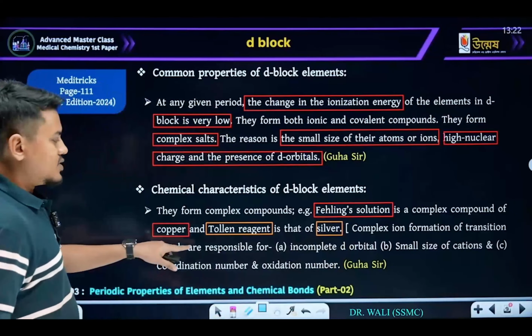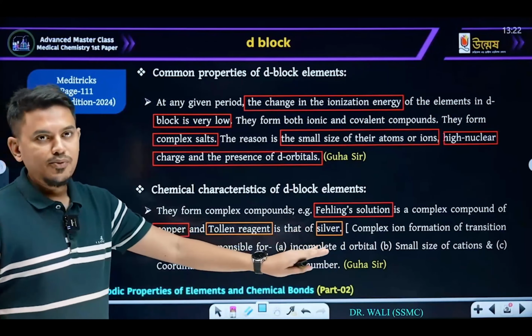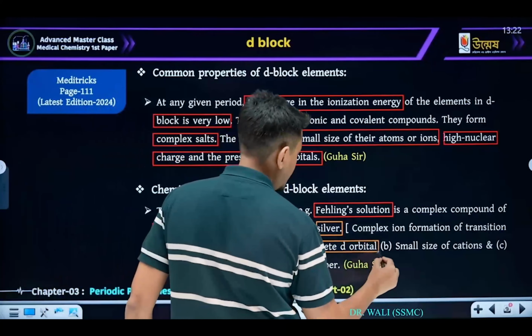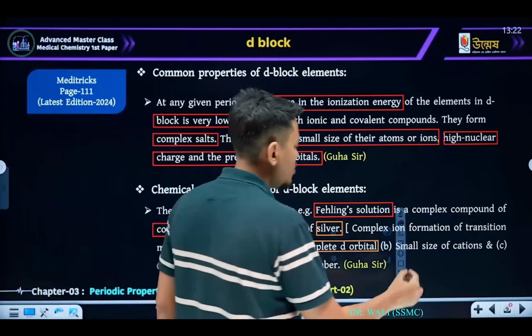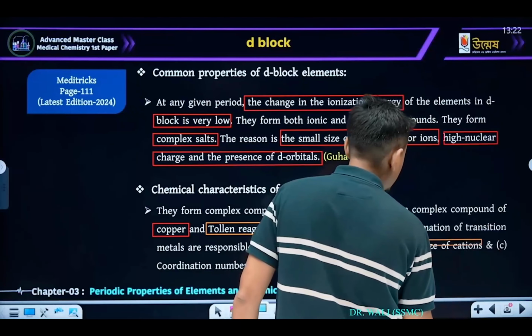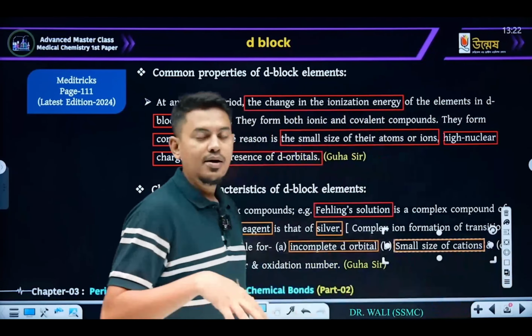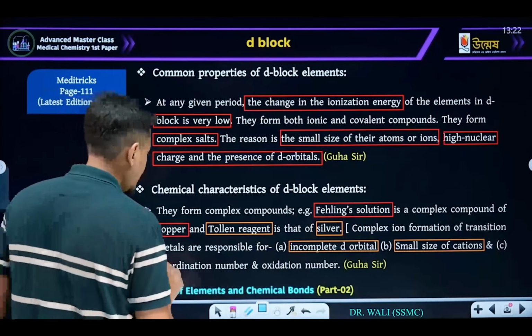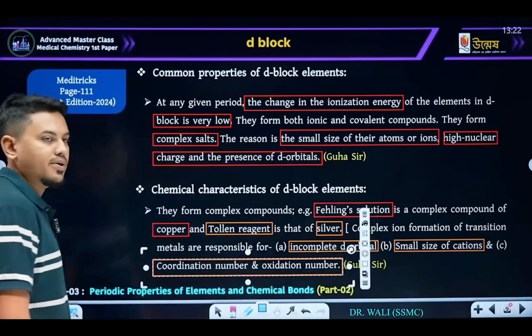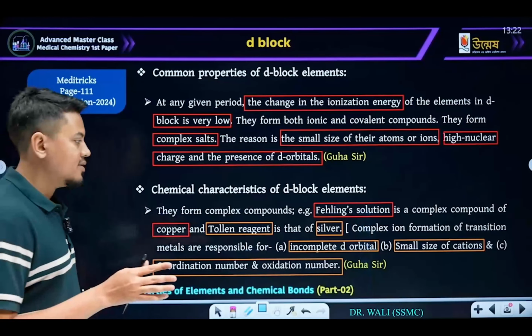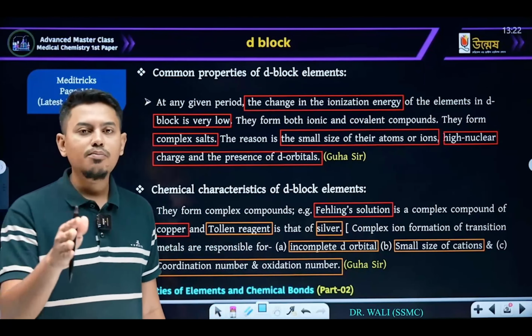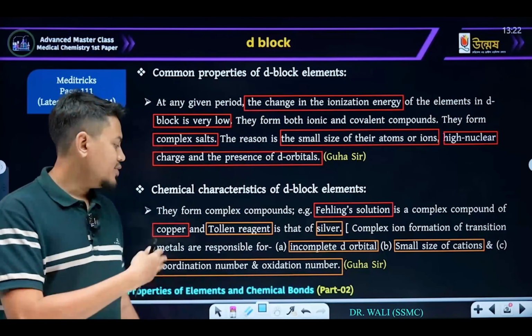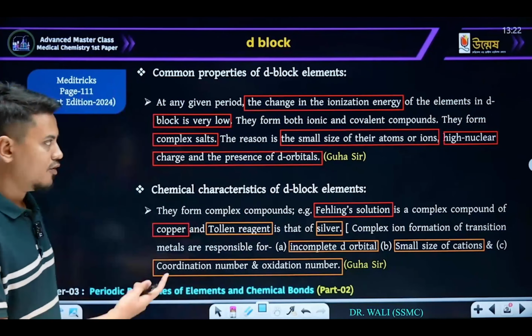Complex ion formation in transition metals is due to incomplete d orbitals. Basically, why is a complex ion formed? Because of incomplete d orbitals, where the ligands can donate electrons, and the small size of cations gives them higher charge density and a higher ability to attract those electrons. Also, coordination number and oxidation number related information should be remembered regarding complex ion formation. You should know that the coordination number of a complex ion is equal to its ligand number. Anyway, let's move on to the next slide.